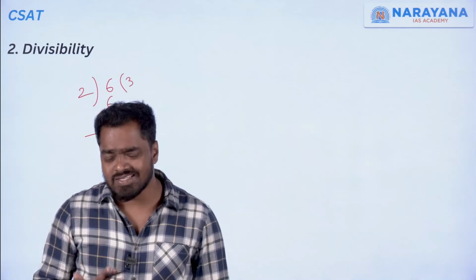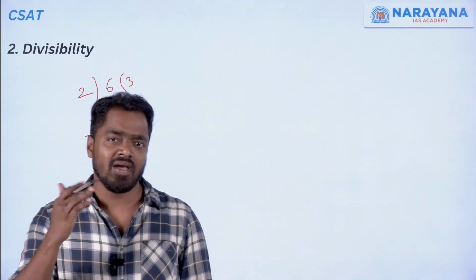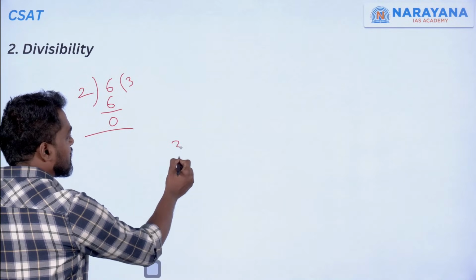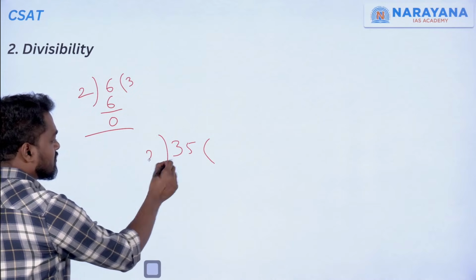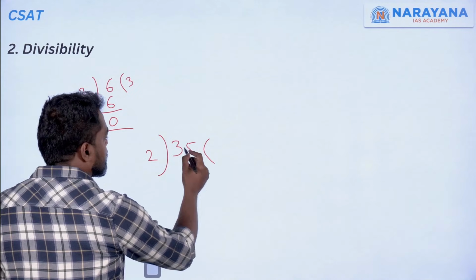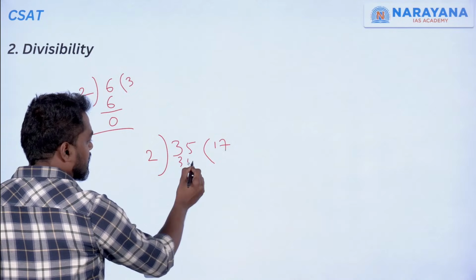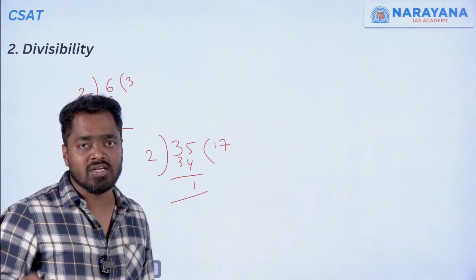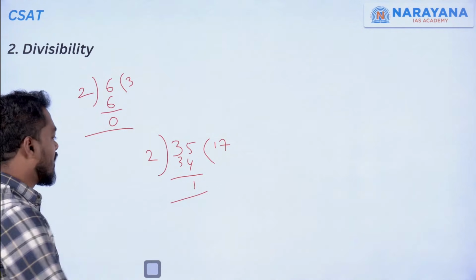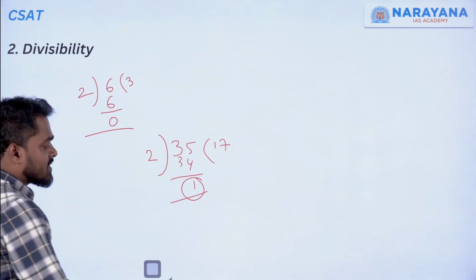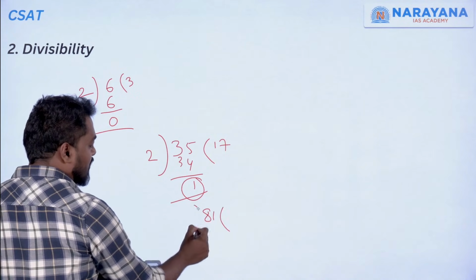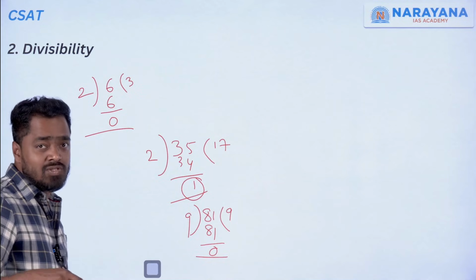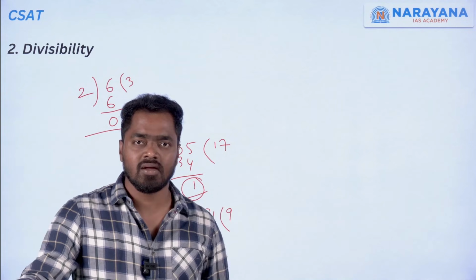What is divisibility? It is the ability of a number to be divided by another number without leaving any remainder. For example, if you take the number 35 and divide it by 2, 2 17s are 34, the remainder is 1. So can we say 35 is divisible by 2? No, 35 is not divisible by 2. Why? Because the remainder is not 0. For example, if you take the number 81 and divide it by 9, 9 nines are 81, the remainder is 0. So that means 81 is divisible by 9.